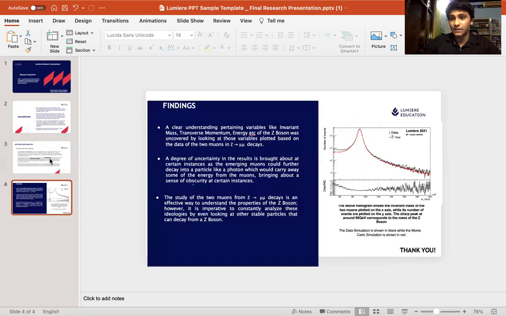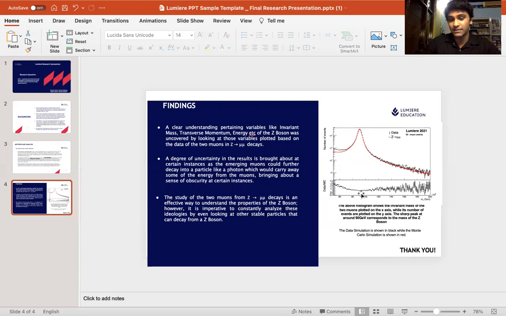Finally, upon completion, we can observe not just data about the Z boson, but about the ATLAS detector itself by looking at peaks and dips in these histograms, which is evident in this slide. In this graph, we see a peak at around 90 GeV. GeV is another unit for measuring mass. And in this histogram, we're plotting the invariant mass of the two muons on the x-axis, while the number of events is plotted on the y-axis.